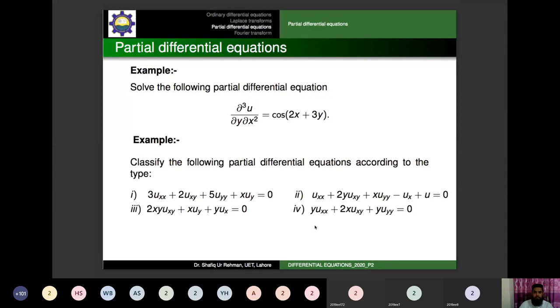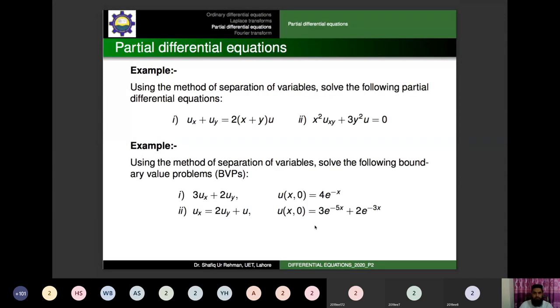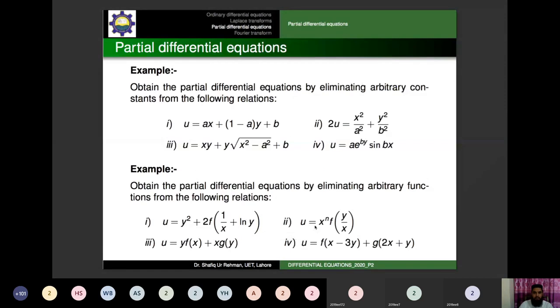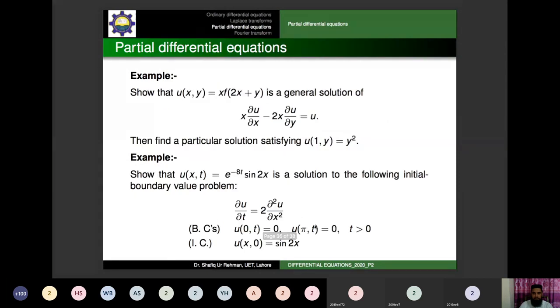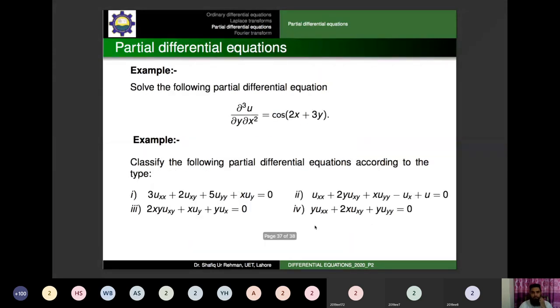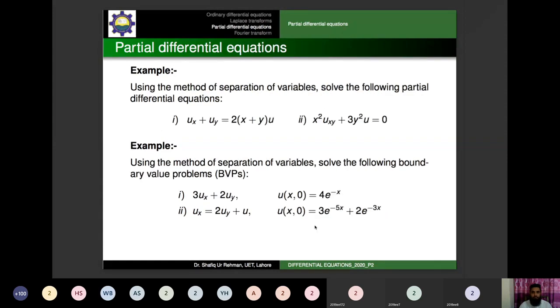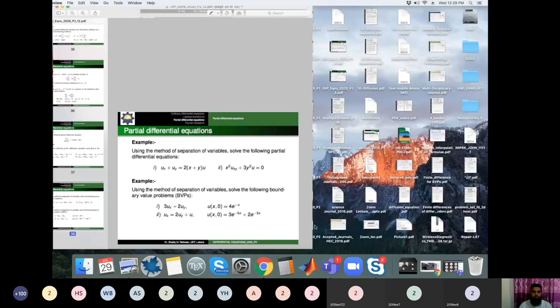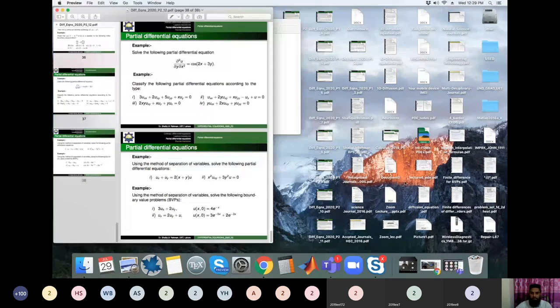And that's it. We got an idea so far about the formulation by eliminating arbitrary constants and arbitrary functions, different ways to find the solution, how we justify the solution, classification, and then one of the most prominent techniques to find the solution of partial differential equations, known as the method of separation of variables. So this is all. We have an idea so far about partial differential equations. How do we handle them?